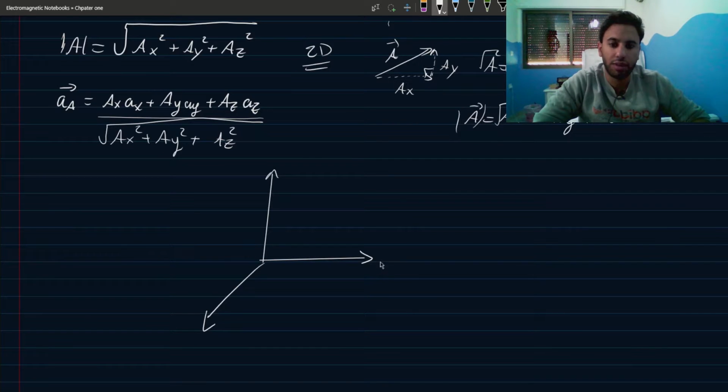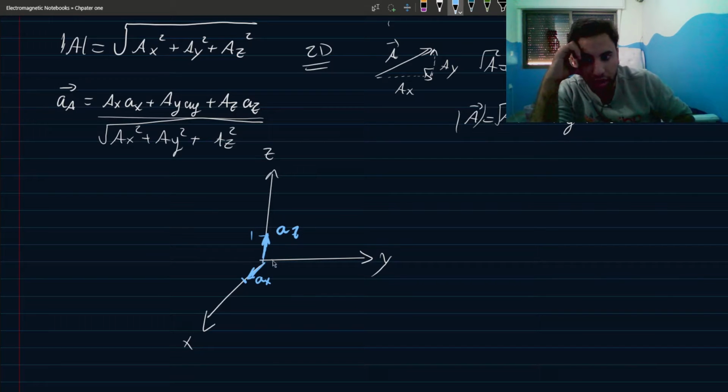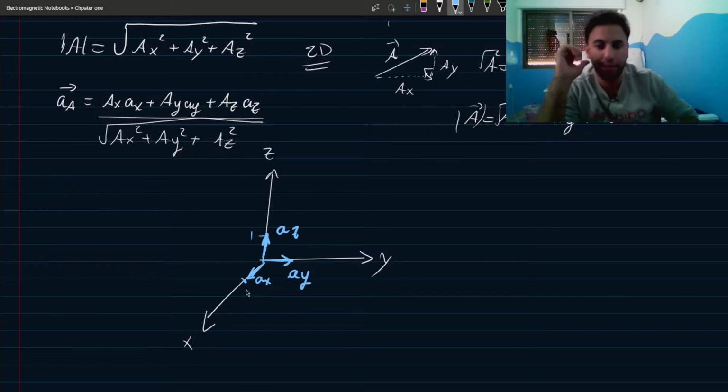If we have an XYZ coordinate system, the direction of the AZ would be here. This would be AZ with the value of 1, and this is the AX with the value of 1, and this would be AY.